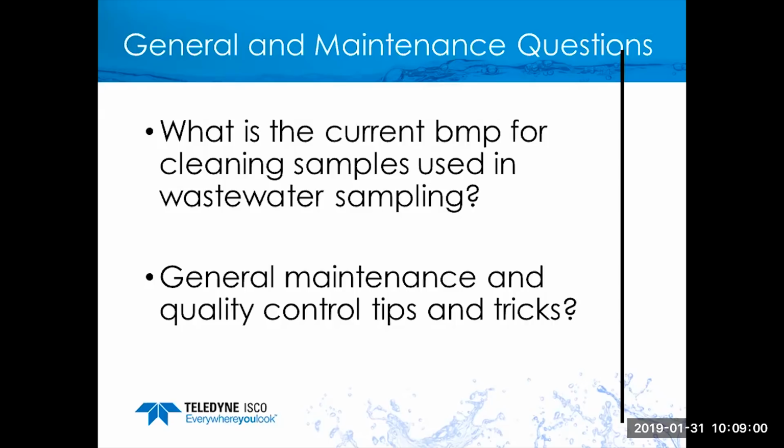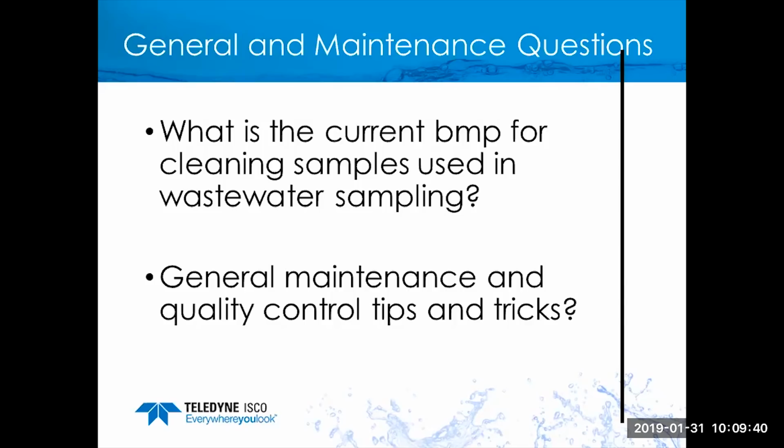The next question related to general maintenance and quality control tips and tricks. Again, some of this is going to be somewhat similar from the previous question, but change the pump tubing if there are any visible signs of wear and tear. Pump tubing in a peristaltic pump will eventually fail, and when you see signs of visible fractures in the tubing wall or scuffing or abrasion on the exterior, that's a sign that that tubing is getting near the end of its life. Better to replace it rather than to miss a series of samples because you've had a failed pump tubing.